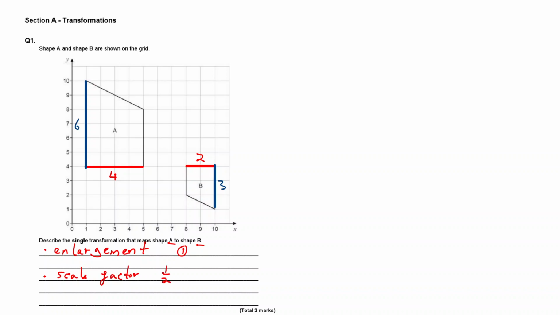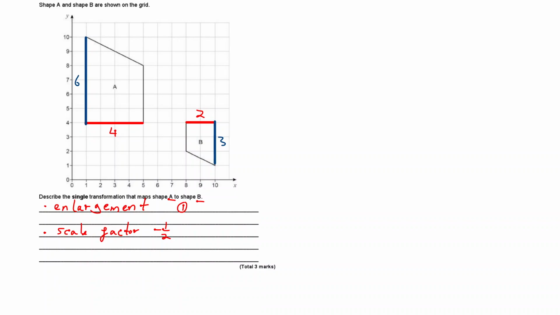Now, it's not just a half, because you can see that A and B have been rotated around. That's the negative scale factor variation, where your number must be minus. So the scale factor is minus a half. Okay. Now, we're missing one more thing.